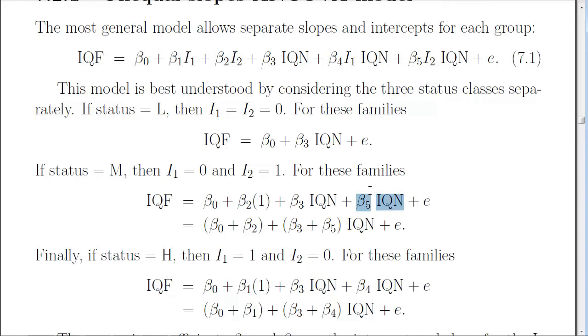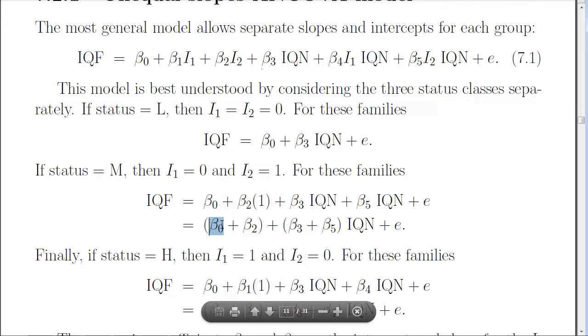And then you can group the terms, right? So both beta naught and beta 2 are just coefficients, we can add those together. And then beta 3 and beta 5 are both multiplied by IQN, so we simplify. And now we suddenly see the structure of the model. Beta naught is the intercept for the low group, and beta 2 is the offset of the medium group compared to the baseline low group. Similarly, beta 3 is the slope for the low group, and beta 5 is the difference in slope between the medium and the low group.